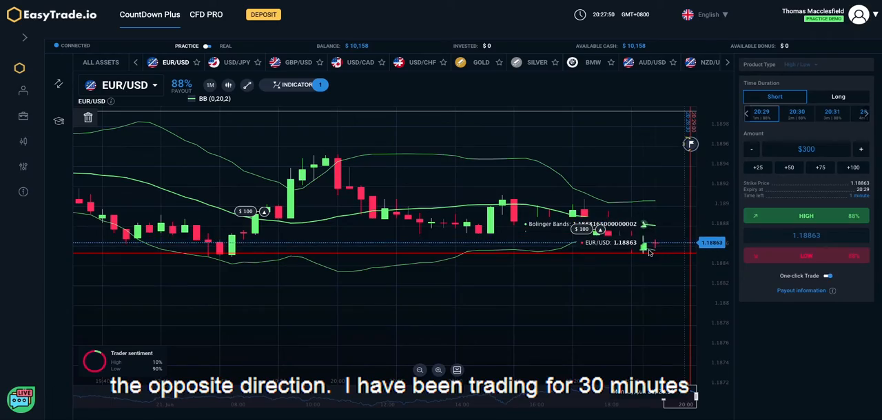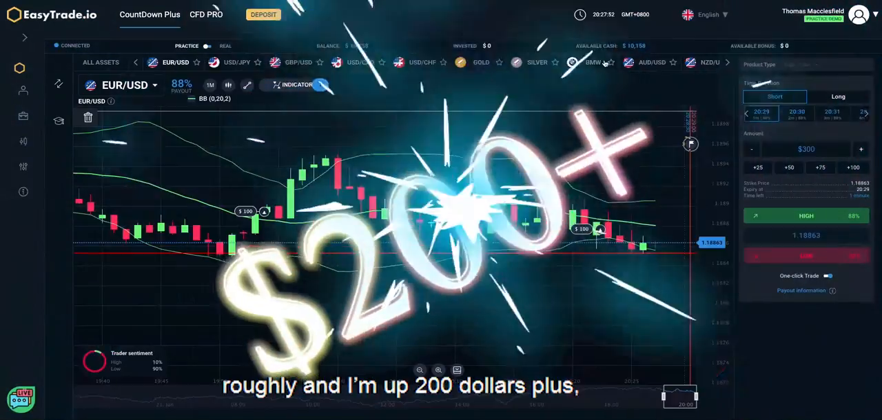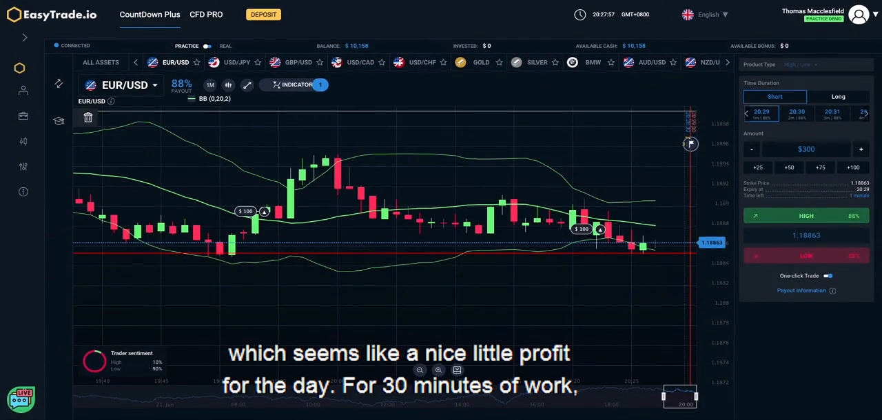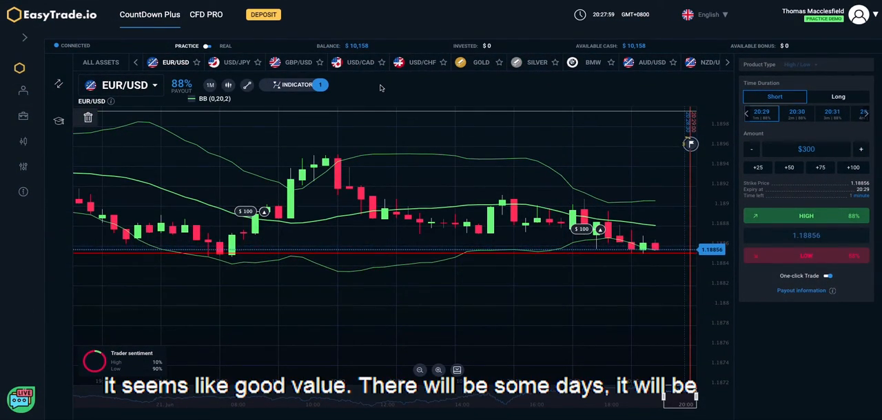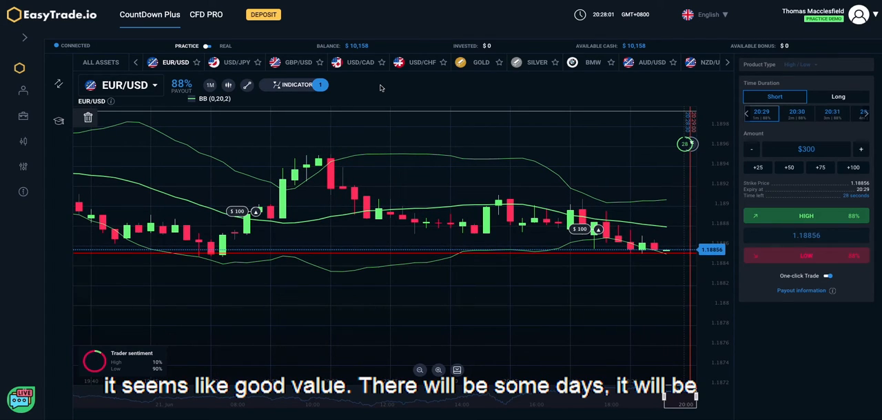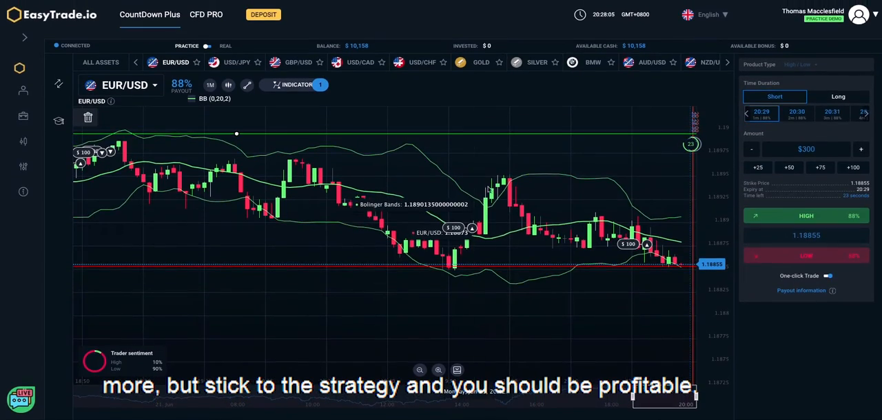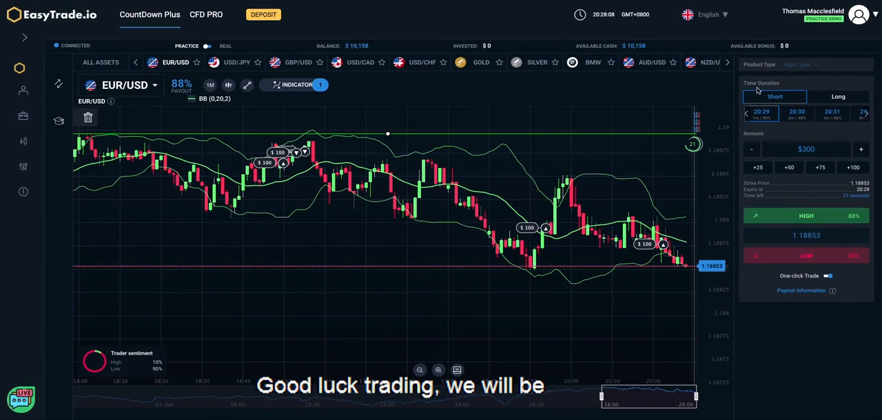I have been trading for 30 minutes roughly, and I'm up $200 plus, which seems like a nice little profit for the day. For 30 minutes of work, it seems like good value. There will be some days it will be lesser profits, some days more, but stick to the strategy and you should be profitable. Good luck trading.